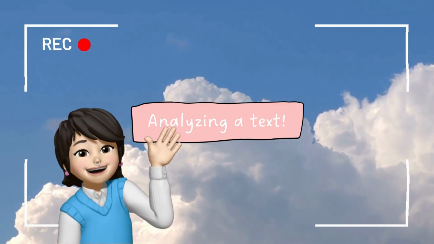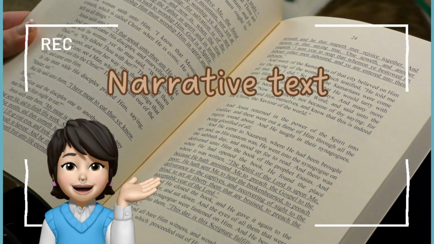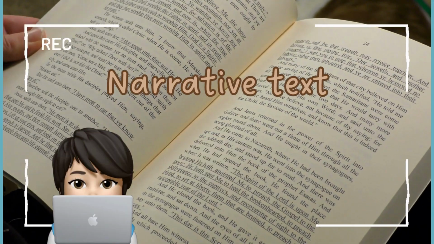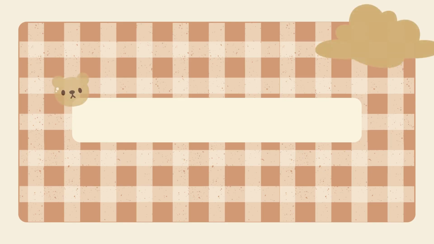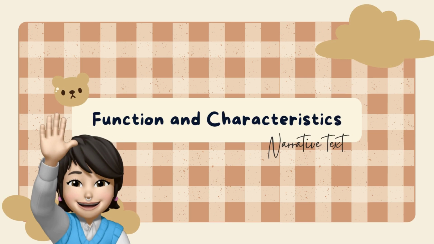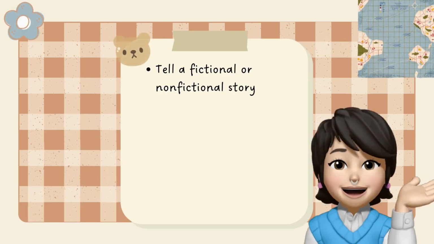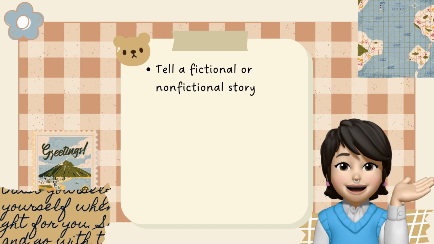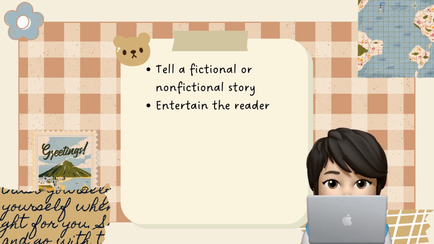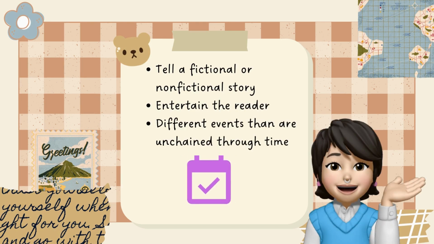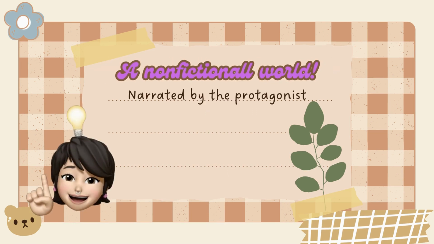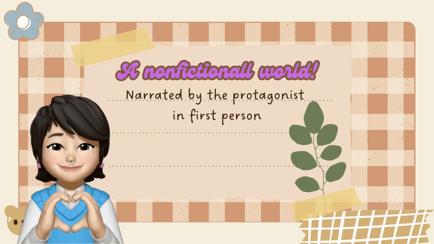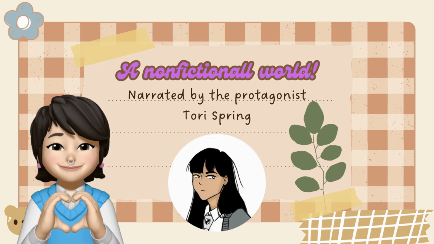The first text that we are going to analyze corresponds to a narrative text, in this case, a book. This Winter by Alice Oseman. The function and characteristics of a narrative text is to tell a non-fictional or fictional story in order to entertain the reader with a sequence of events that unfold in different situations through time. In this case, the book is a non-fictional world which is narrated by the protagonist in first person, Tori Spring.